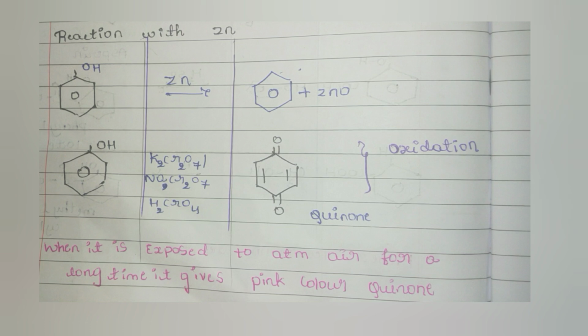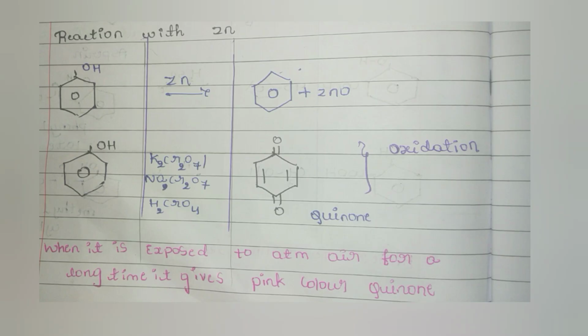The next one is the reaction with zinc. When phenol is heated with zinc powder, it gives benzene. And the next one is the oxidation of phenol. When phenols are treated with an oxidizing agent like acidified potassium dichromate, sodium chromate or chromic oxide, they are oxidized to quinone. This reaction is called oxidation of phenol, and when phenol is exposed to atmospheric air for a long time, it gives pink-colored quinone.